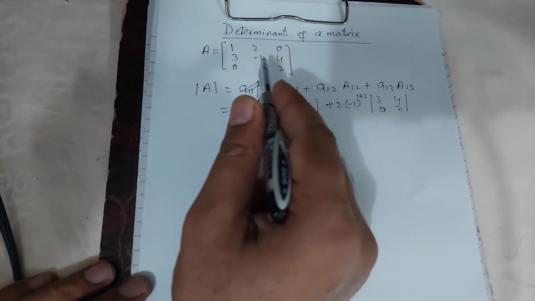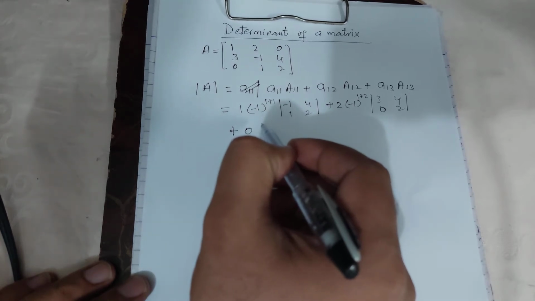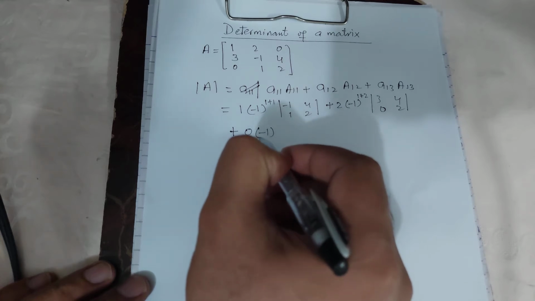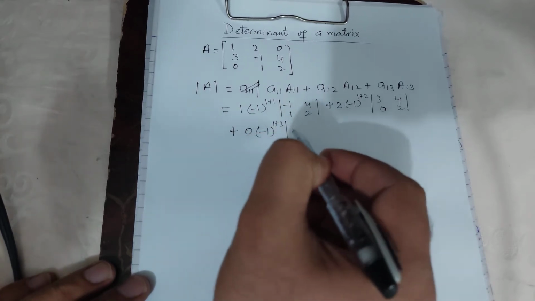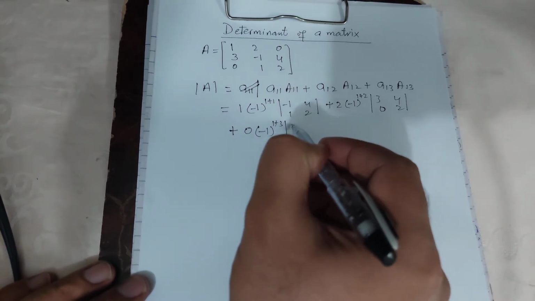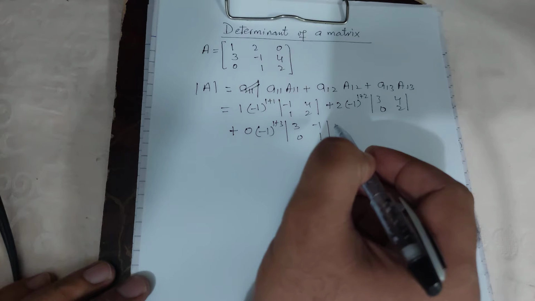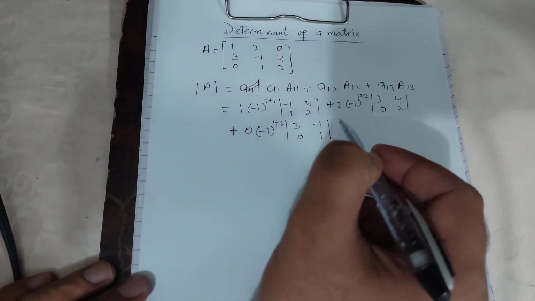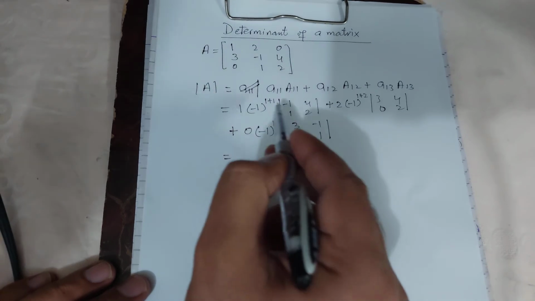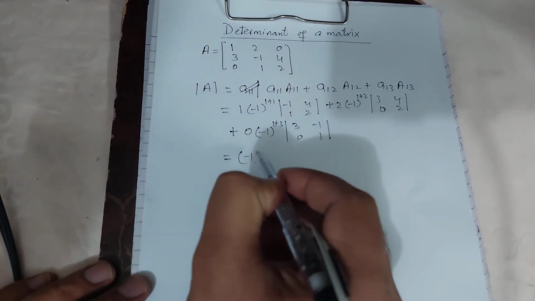the third element of the first row is 0. So no matter what we get as a cofactor, after multiplication it will be 0. So we will write this anyway. So it's 1 plus 3, and the cofactor of the third element is 3 minus 1 0 1. As I told, we will just remove the corresponding row and column of the element, right?